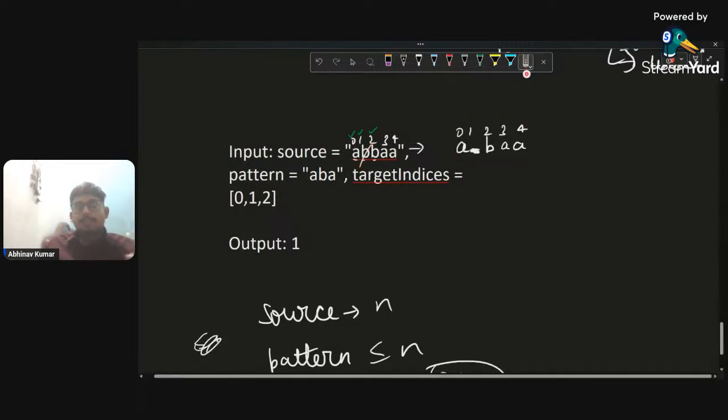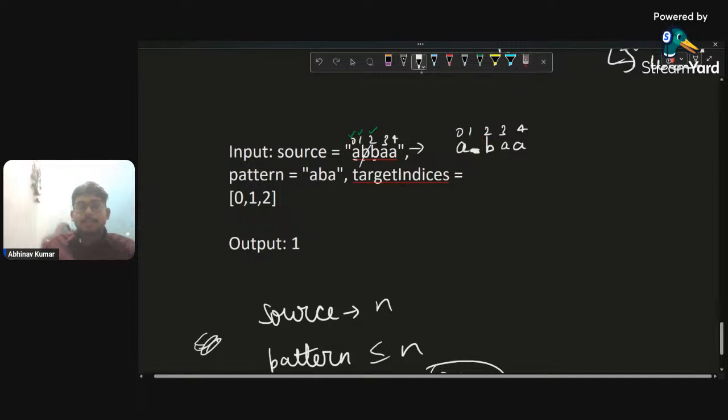Now from this, can we delete anything more? Okay, we have already deleted this. We know we cannot delete this A. If you try to delete this A, we would not have ABA remaining. So the only deletion that we can do is this. If we delete this B, now we have AAA. Still we cannot get an ABA. So we can only do one deletion in this case.